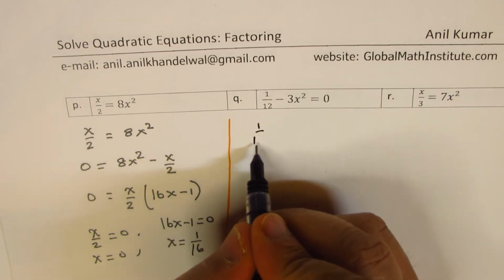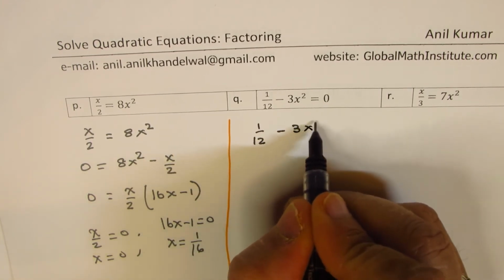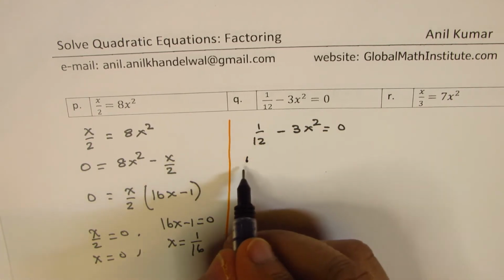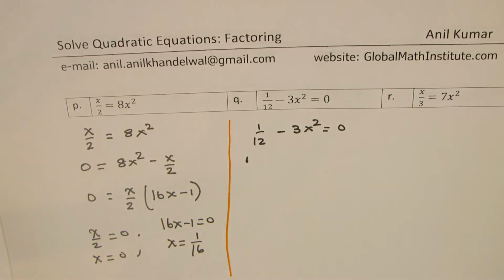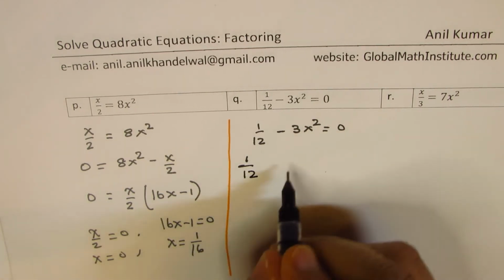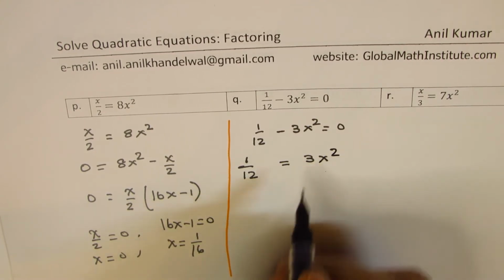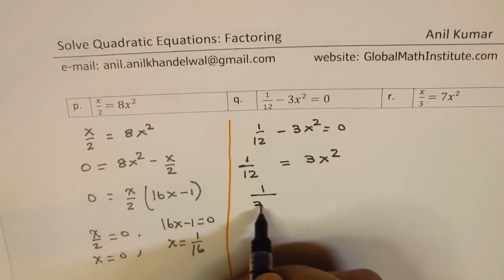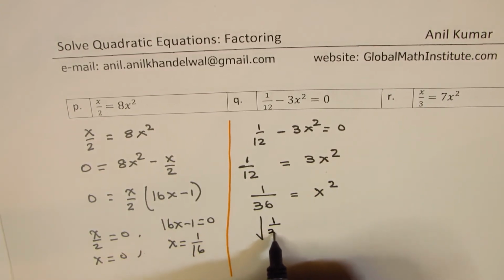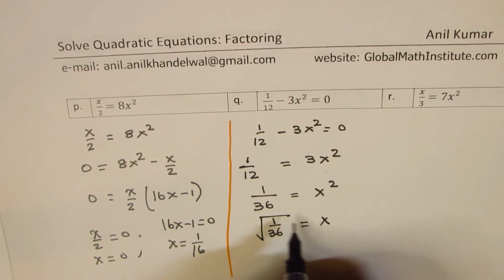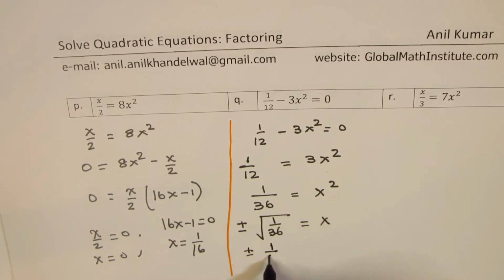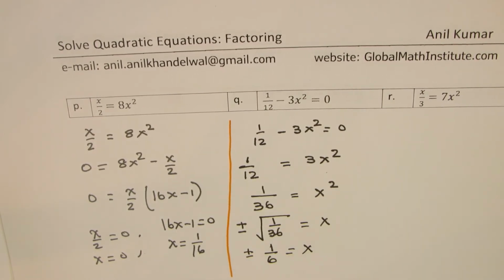This time we have 1 over 12 minus 3x squared equals to 0. We can take 1 over 12 common, right? So we can do it in a couple of ways. We could also take 3x squared to the other side. So we can write this as 1 over 12 equals to 3x squared. Dividing by 3, we can write 1 over 36 equal to x squared, and then we have to square root it, right? So x is equal to the square root of 1 over 36. Whenever square root, do plus and minus. So we get plus minus 1 over 6 as the value of x.